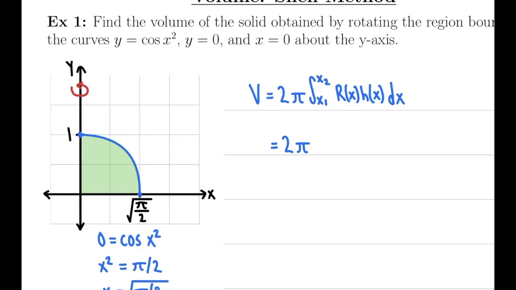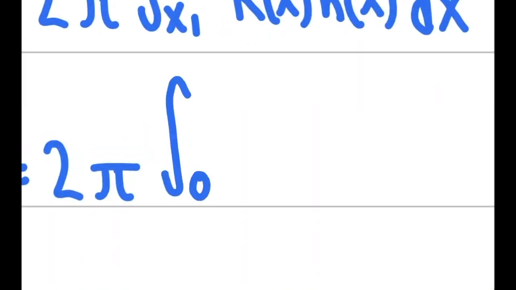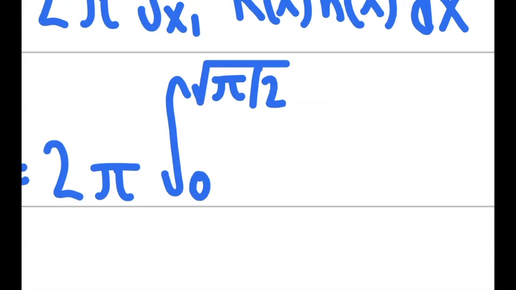What are the bounds of this integral? From what to what? So 0 and square root of pi over 2. I would agree. Yes. 0 to the square root of pi over 2.